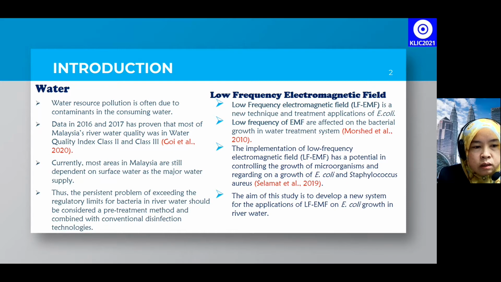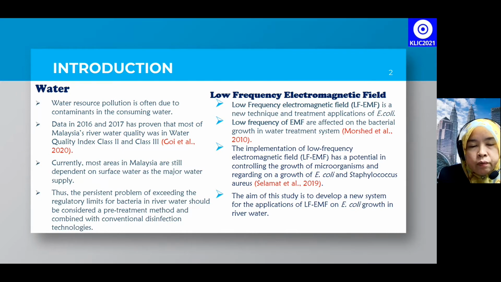Currently, most areas in Malaysia still depend on surface water as a major water supply. Thus, the pesticide problem is extending the regulatory limit on bacteria in river water. It should be considered a pre-treatment method and combined with conventional disinfection technology.